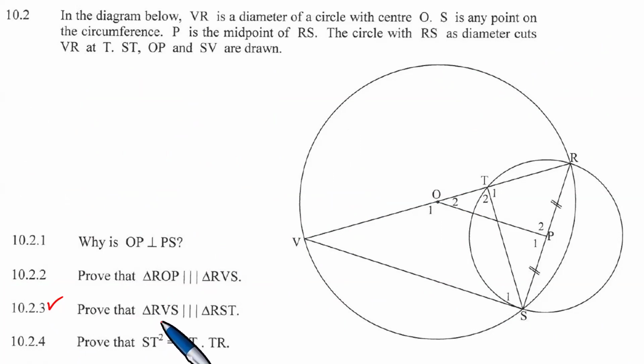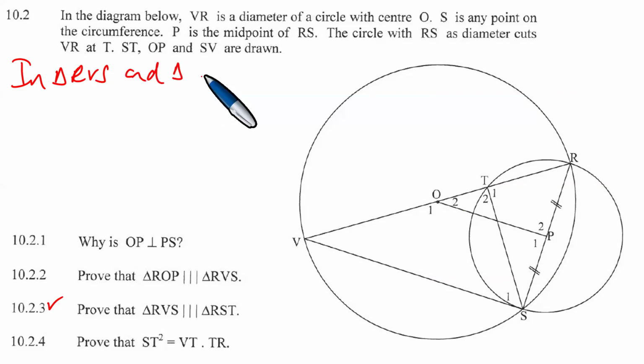Okay, now we need to work on 10.2.3. So now here we work in triangle RVS and triangle RST. Let's see. Prove that triangle RVS is similar to triangle RST.